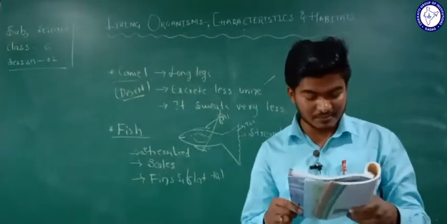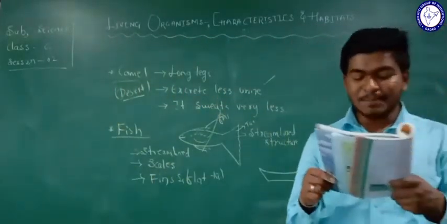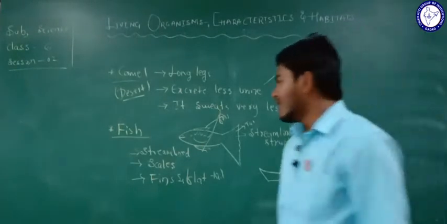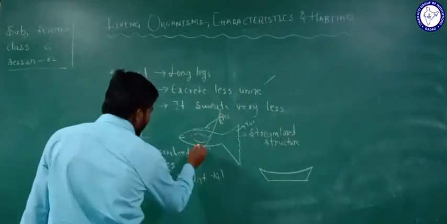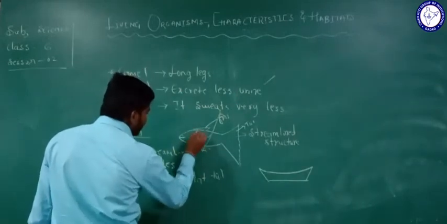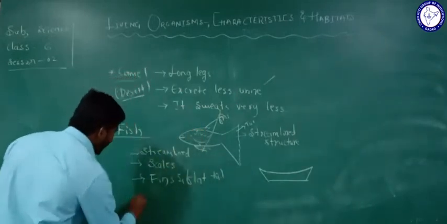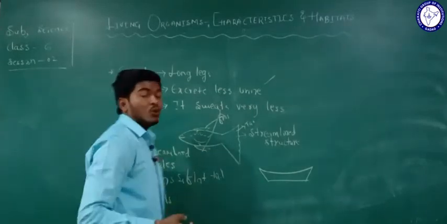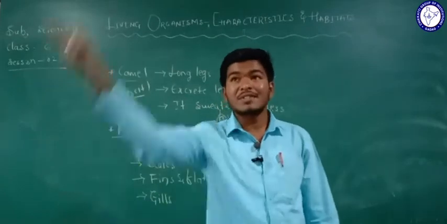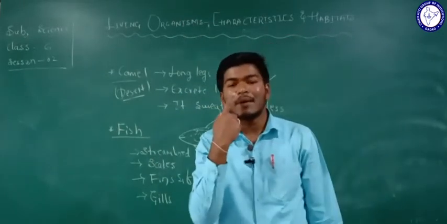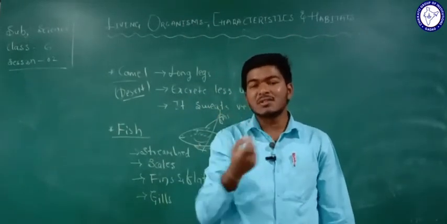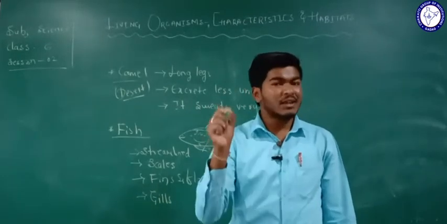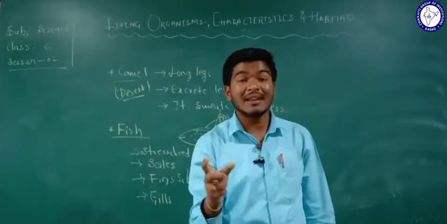Next, it is gills. Gills present in the fish help them to use oxygen dissolved in the water. The very specialized structure which is present in the fish is nothing but the gills. We take the oxygen which is present in the environment with the help of the nose. In the respiration process, we take the oxygen. For an organism to live, it must take oxygen, it must respire.